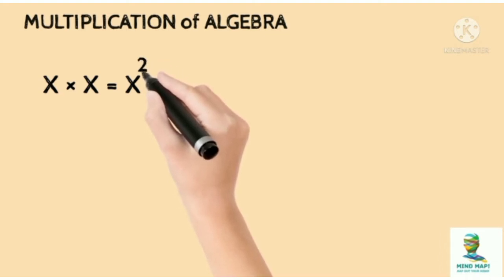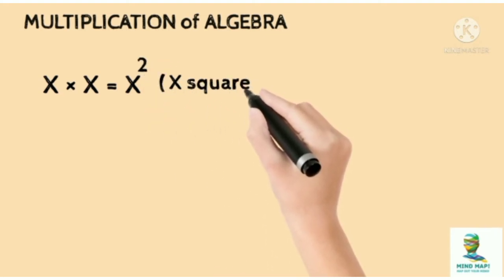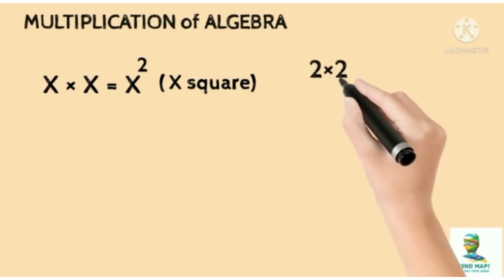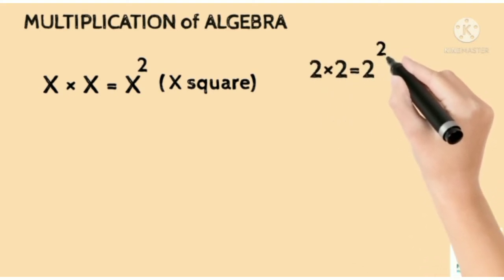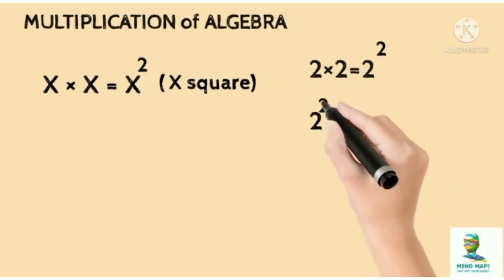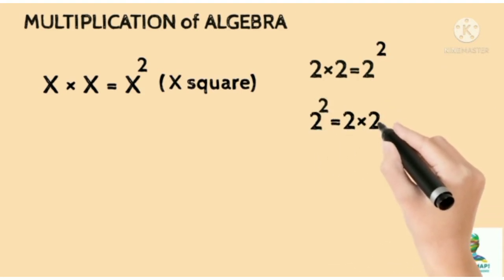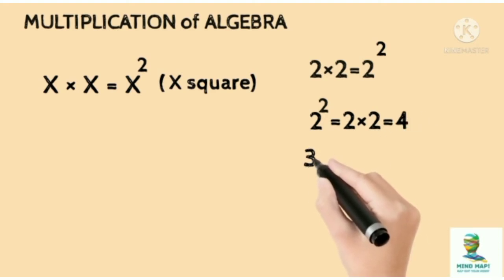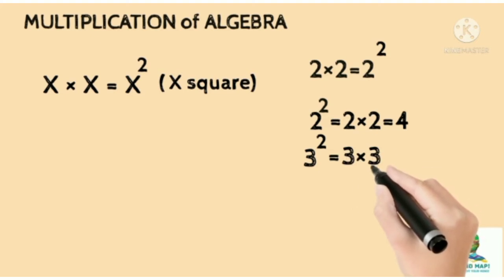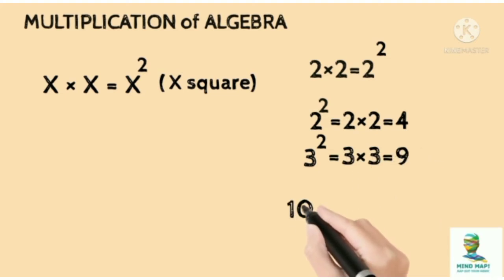So we had taken the like terms, that is x into x gives you x square. So now we'll consider some of the numbers in similar order. So 2 into 2 gives you 2 square. So 2 square means multiplying 2 number twice, which is 2 into 2, which gives me 4. Now we have 3 squared. So multiply 3 two times. So it is 3 into 3 gives you 9.